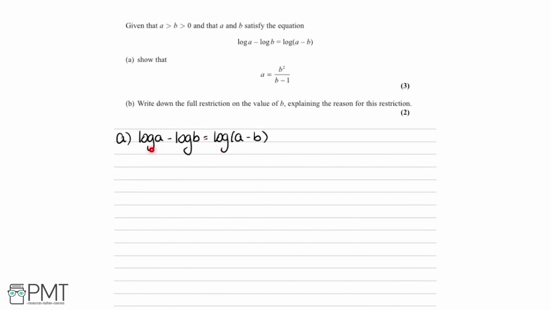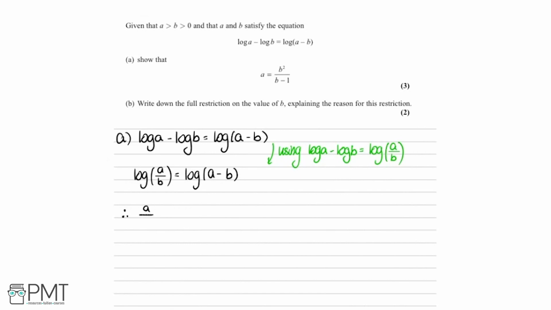Look at this left-hand side. We can see this is actually part of a log law, and we know that log a minus log b equals log of a over b. So we can replace this whole left-hand side of the equation with log of a over b. Doing that, we get log a over b equals log of a minus b. Now because we've just got a single log on each side, log of something equals log of something, we can then equate both the parts. So we can now say that a over b equals a minus b.